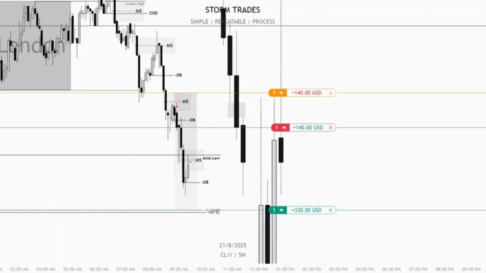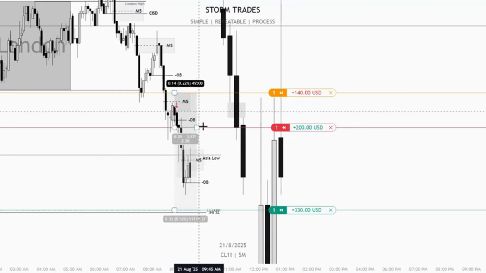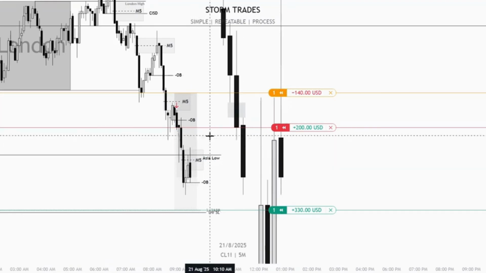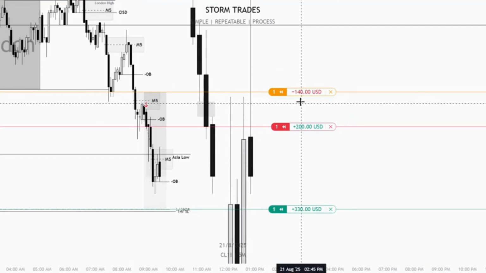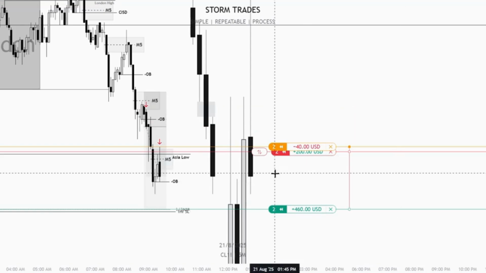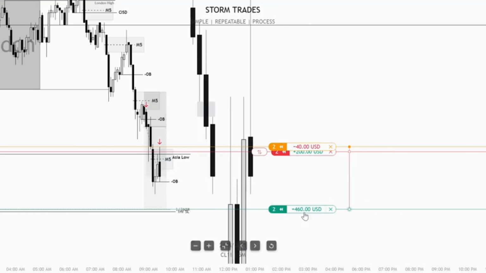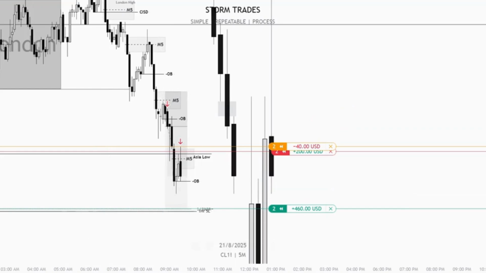another continuation. So I would have got in right here. Could have moved this risk down and gotten in right here. Let me just show you what that would look like. I move this down to there. I'm going to add a contract and keep the take profit where it is.